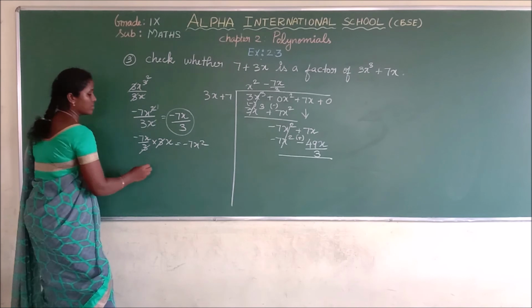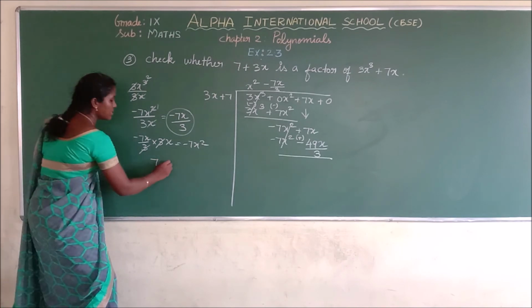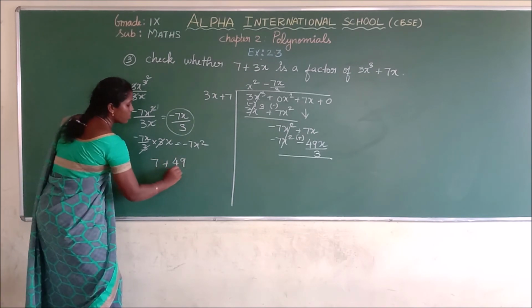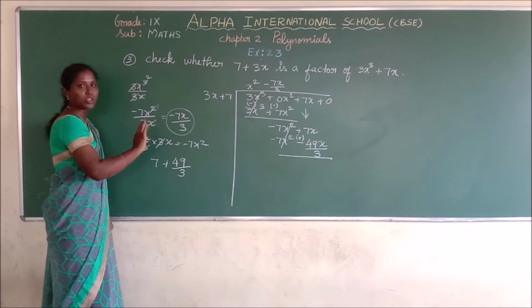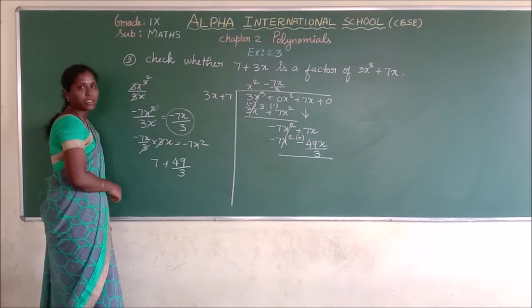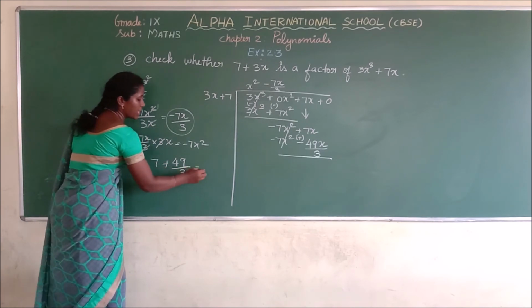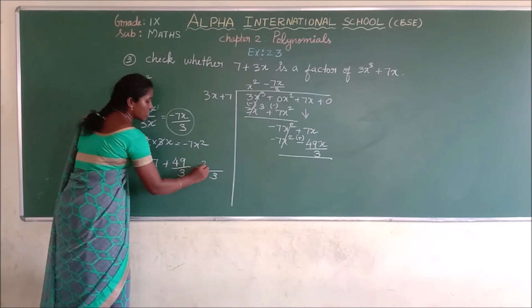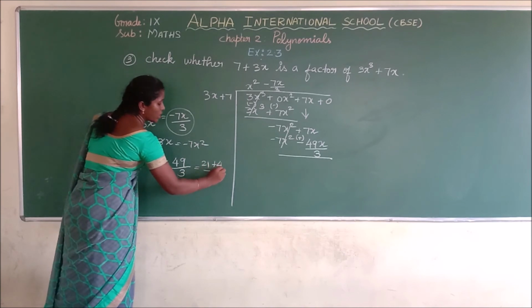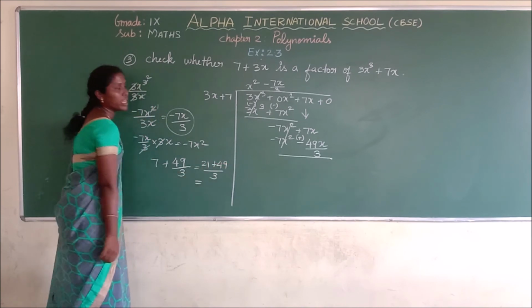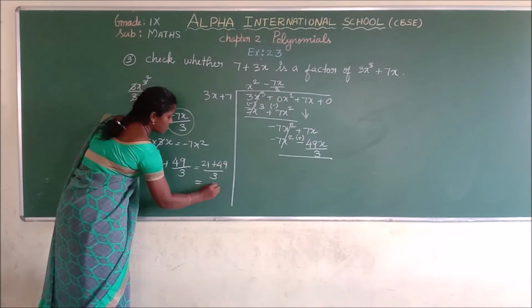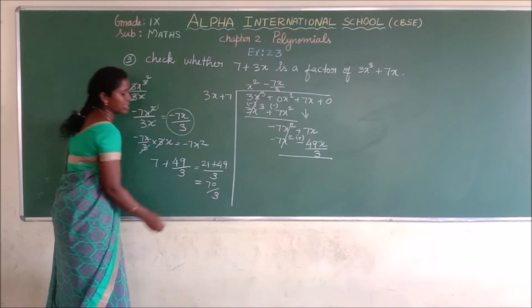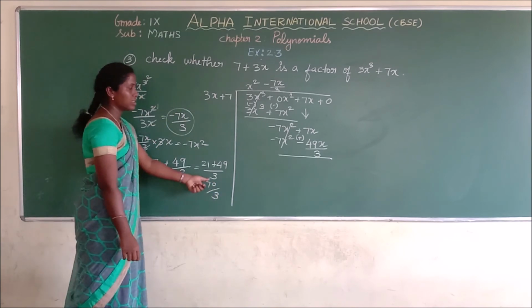So listen how to add 7 plus 49 by 3. Okay, keep x common. 7 plus 49 by 3. We have to take the LCM. So the LCM is 3. If you are multiplying with 7, 7 3s are 21 plus 49. What is the value of 21 plus 49? It is 70 by 3. The value is 70 by 3.